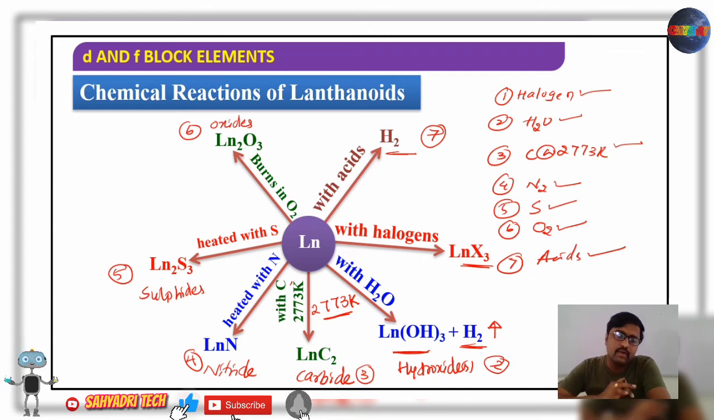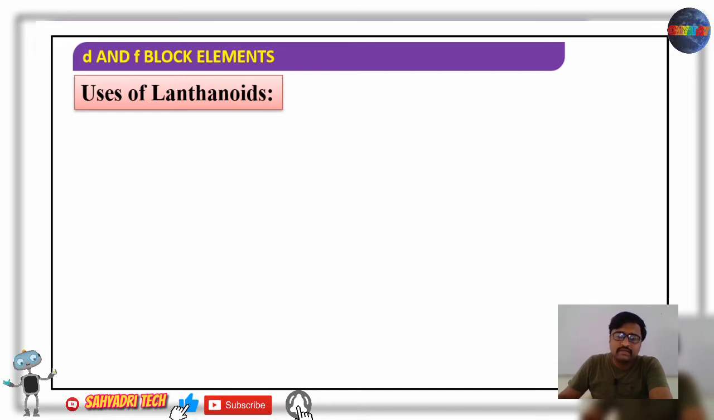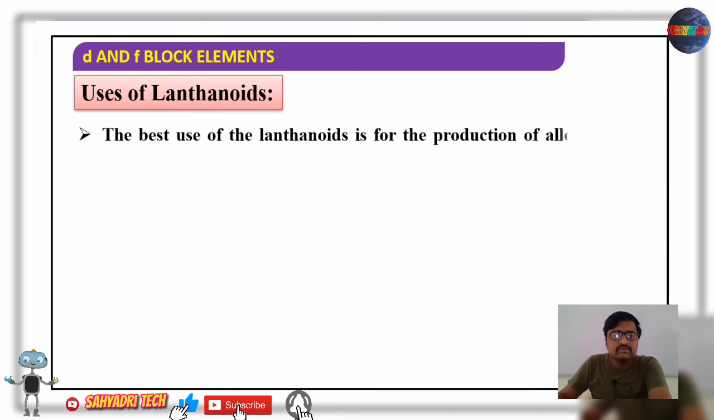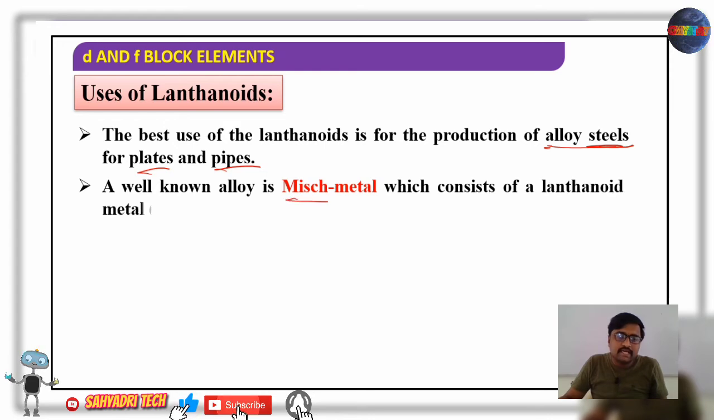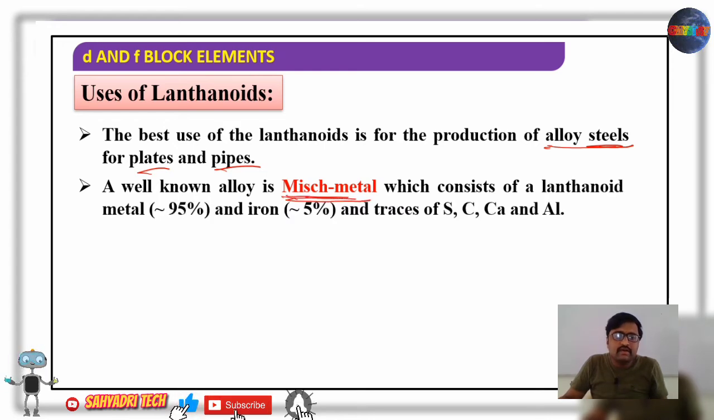Well, now coming to the uses of lanthanides. The best use of lanthanides is for the production of alloy steel for plates and pipes. So the major use is that lanthanides are widely used in the preparation of alloys, particularly steel, in the preparation of plates and pipes. Then a well-known alloy is mish metal.